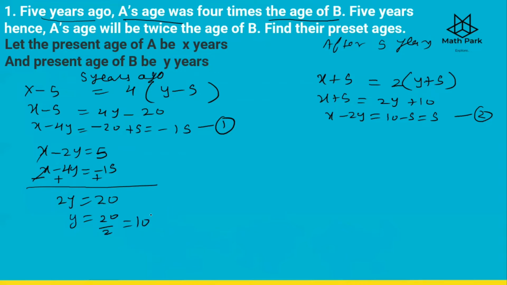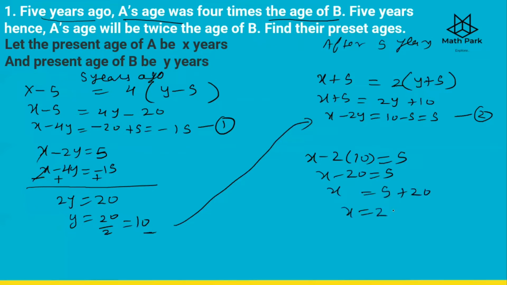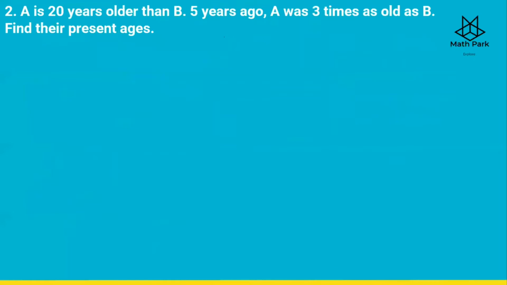Now let us substitute this in equation number 2. We are putting Y is equal to 10 in equation 2. We get X minus 2 times 10 is equal to 5. So X minus 20 is equal to 5, so X is equal to 5 plus 20, which is 25. So this is how we got A's age, which is X, as 25, and B's age as 10 years. Got it? Moving to the next question.